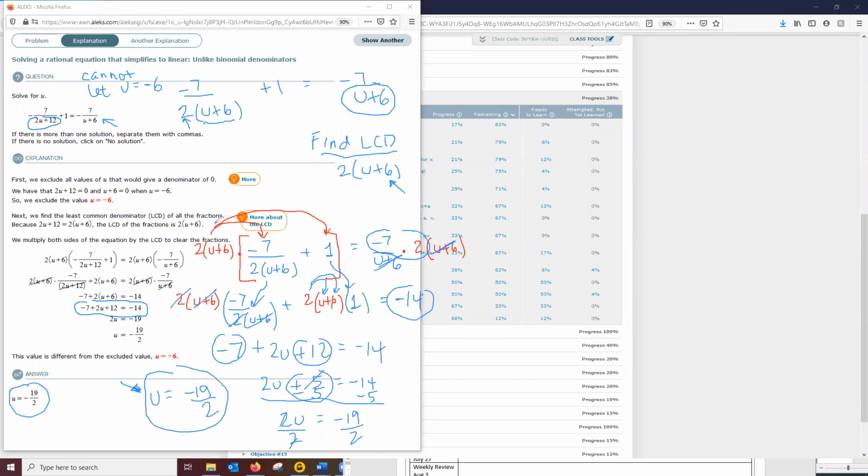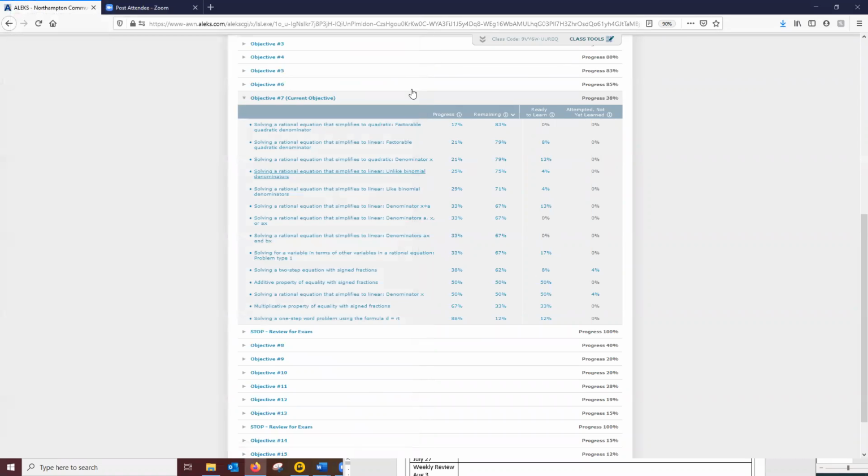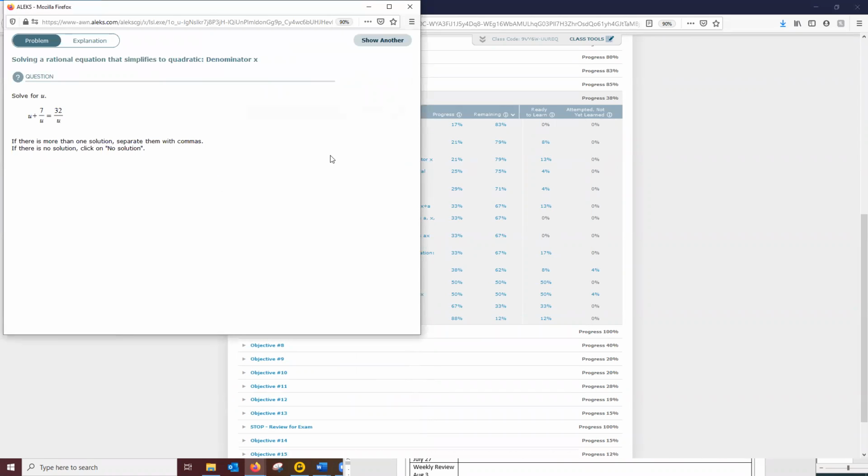All right, let me do maybe 1 or 2 more. Again, I think you can see the process is find the LCD, looking at all the fractions in the equation, multiply both sides by that LCD. That should allow you to cancel out any fractions. All right, let's take a look at this example.